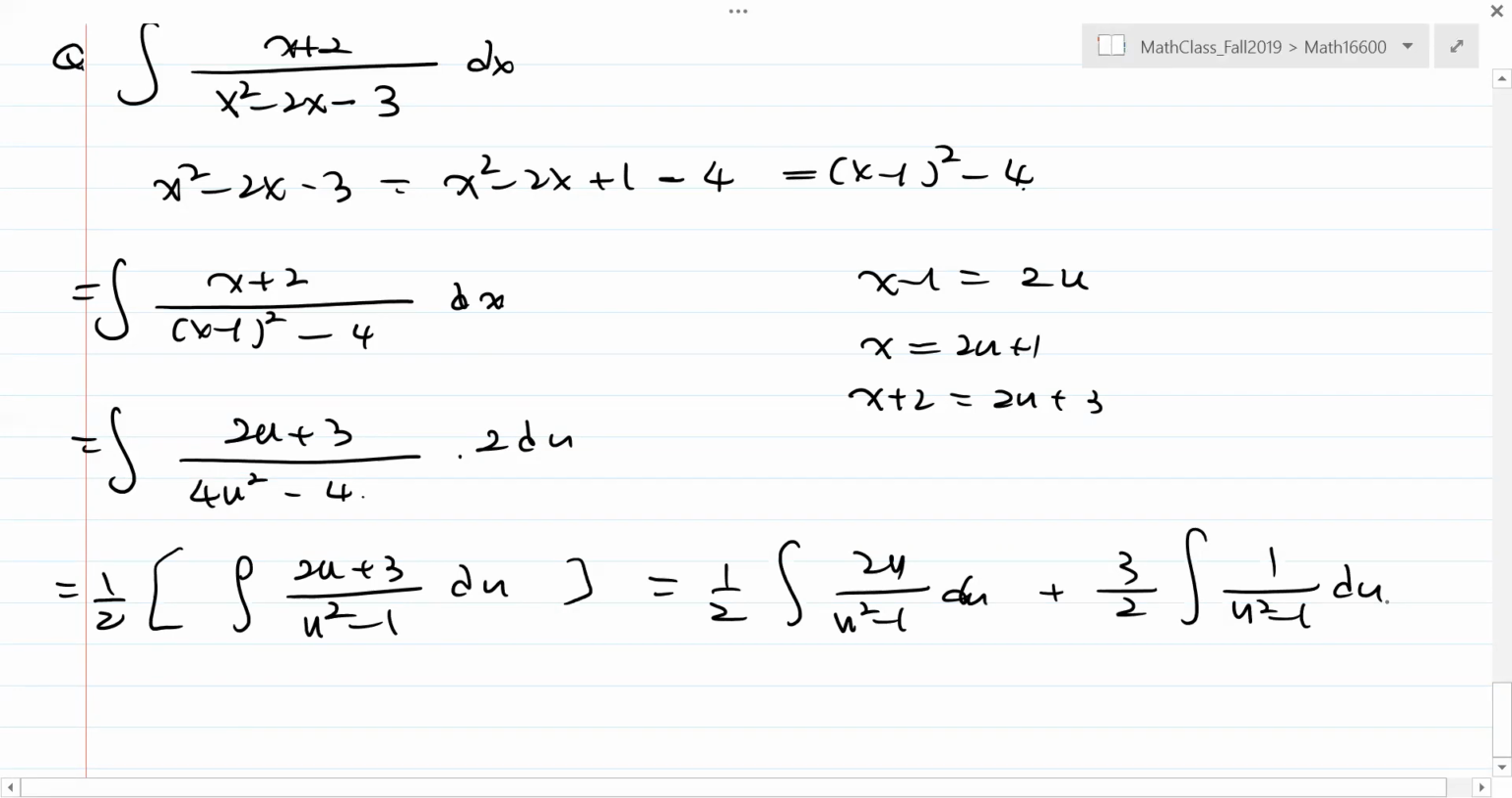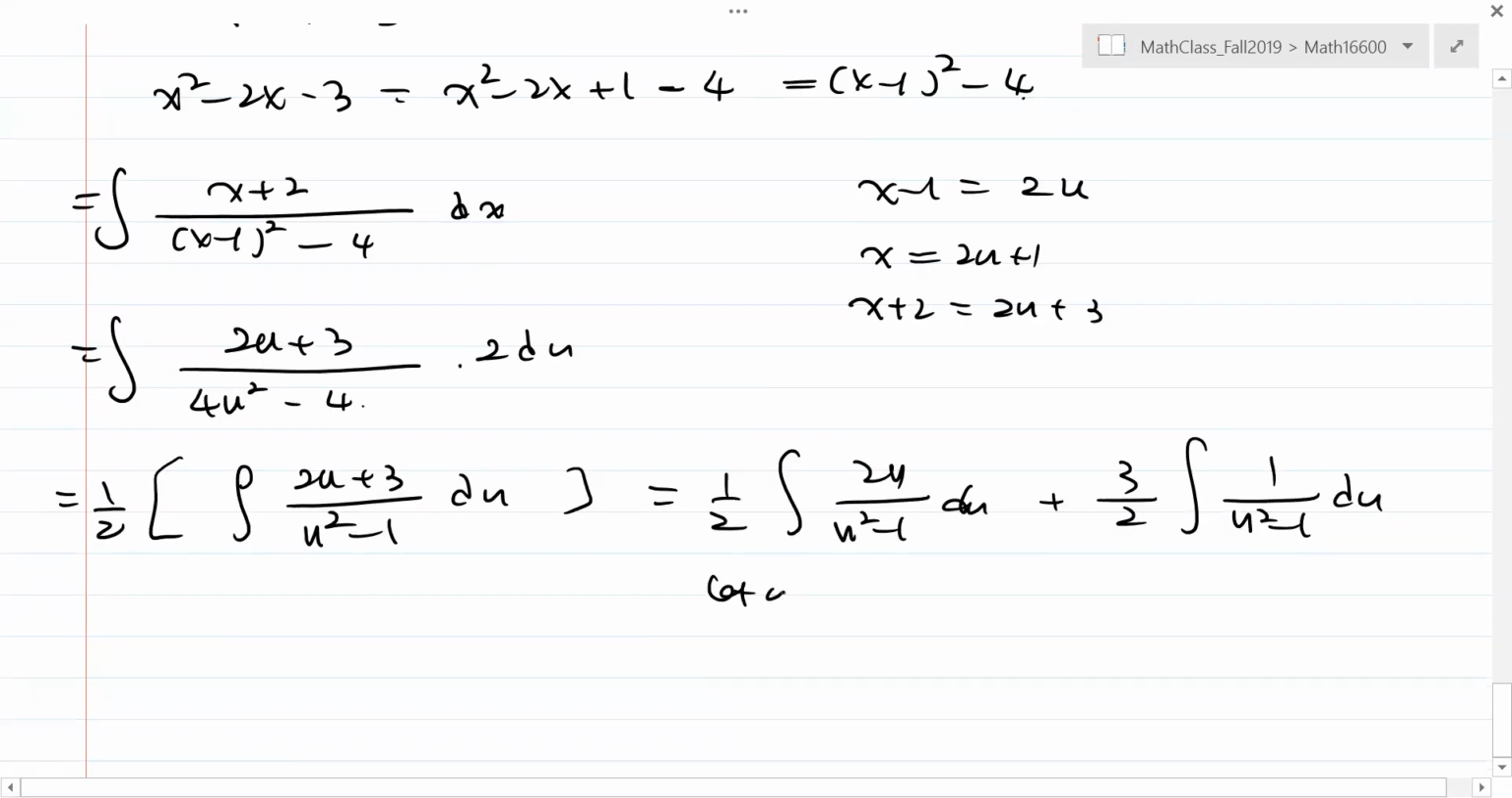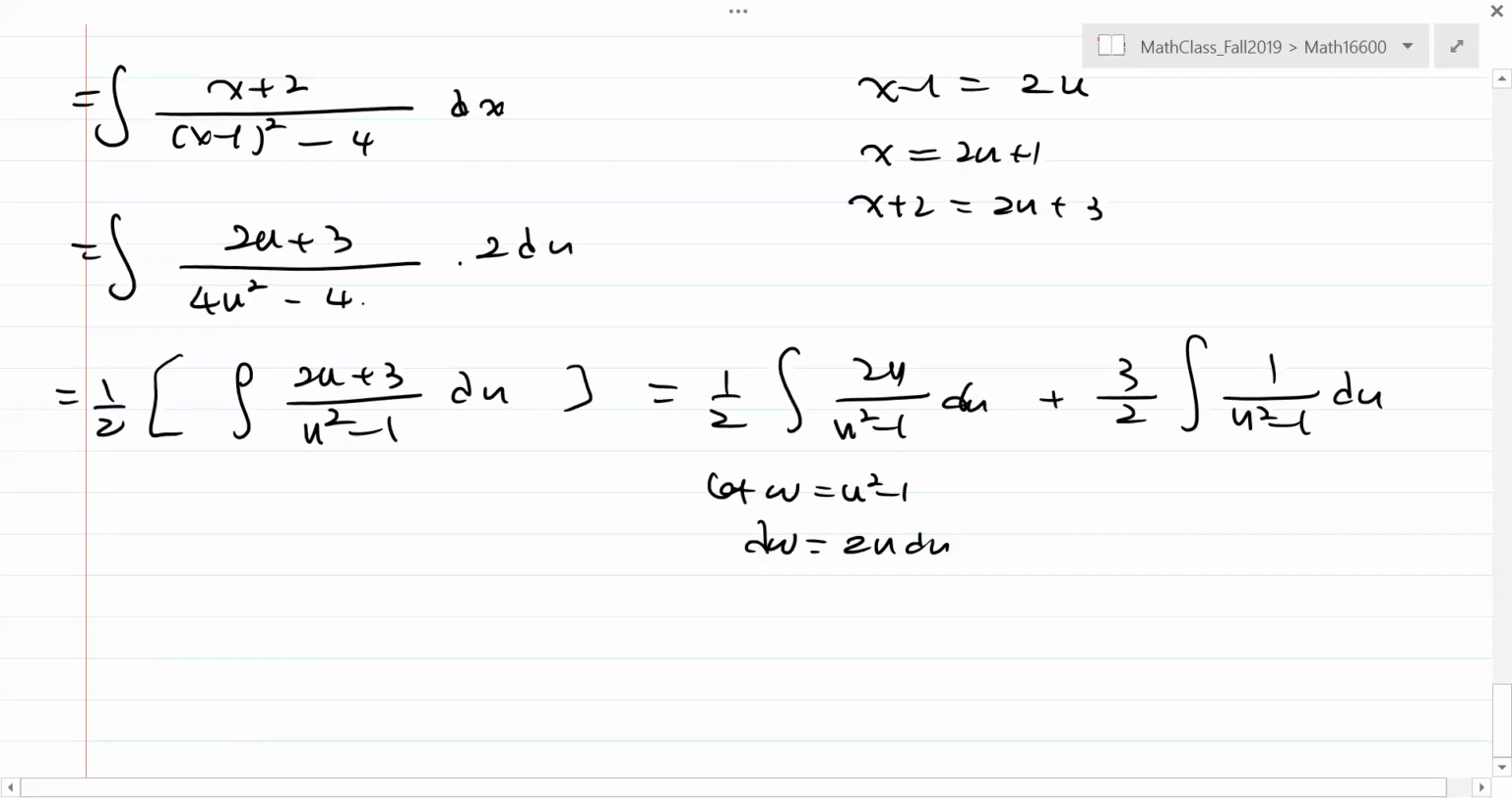Why? Because you can let w be u squared minus 1. Then dw is going to be 2u du, right? So that part is just the integral of dw over w.